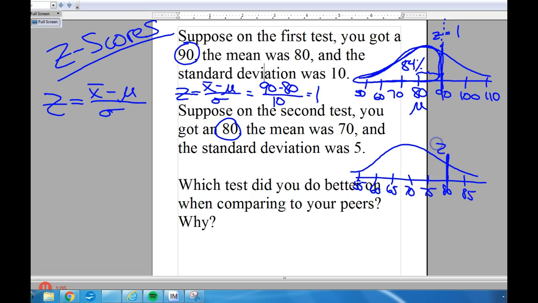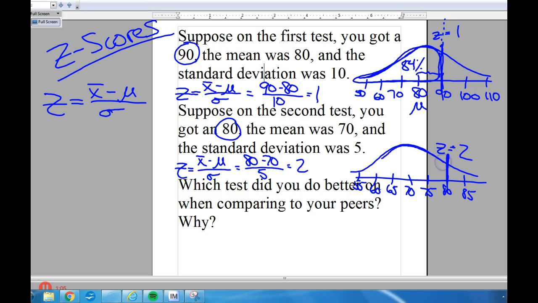So what's my z-score here? 2. How many standard deviations above the mean am I? It's 2, and I can look at the graph, or I can use the formula. My x bar in this case is my sample data, the 80. The mean is 70, the standard deviation is 5. So now I'm 2 standard deviations above the mean.